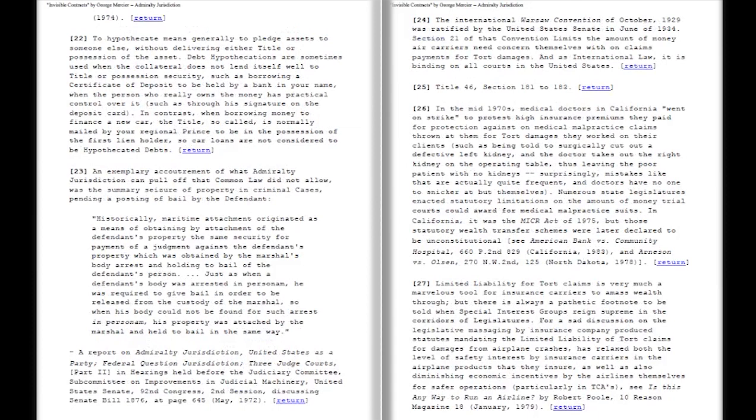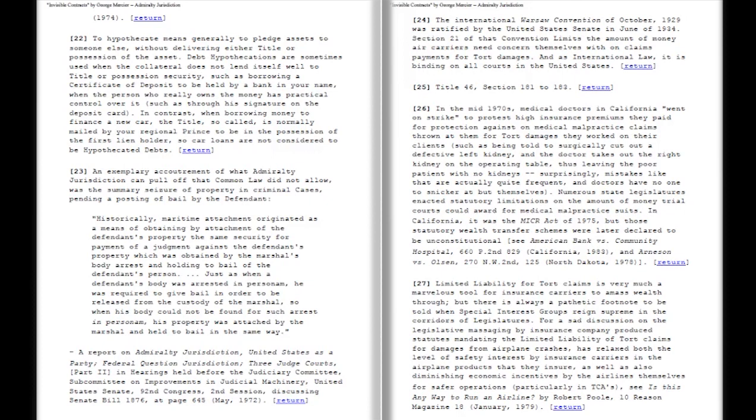1974. Return. 22. To hypothecate means generally to pledge assets to someone else, without delivering either title or possession of the asset. Debt hypothecations are sometimes used when the collateral does not lend itself well to title or possession security, such as borrowing against a certificate of deposit to be held by a bank in your name, when the person who really owns the money has practical control over it, such as through his signature on the deposit card. In contrast, when borrowing money to finance a new car, the title, so-called, is normally mailed by your regional prince to be in the possession of the first lien holder, so car loans are not considered to be hypothecated debts.